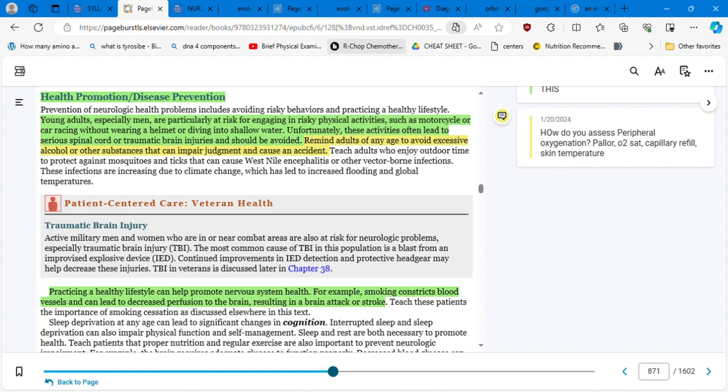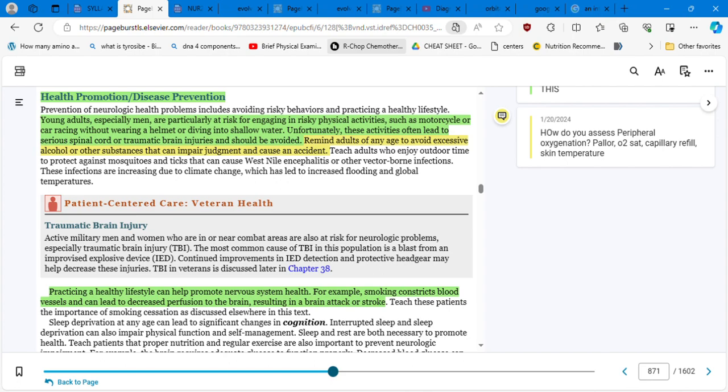Unfortunately, these activities often lead to serious spinal cord or traumatic brain injuries and should be avoided. All of you who want to be working in the ER are going to see a big amount of patients with spinal cord or traumatic brain injuries from accidents, especially car accidents, and recently from problems with scooters. A lot of patients are having problems because of the scooters.